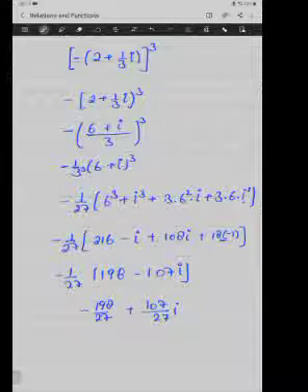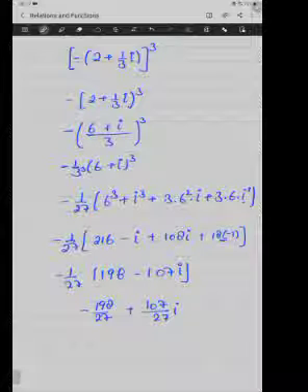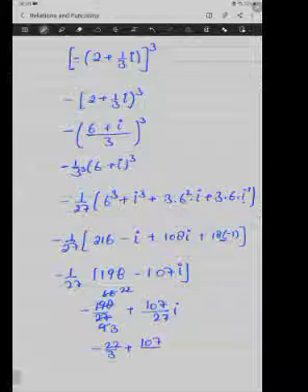If possible, we can simplify it also. So now, hope you are able to understand this and you will be able to do this question also.